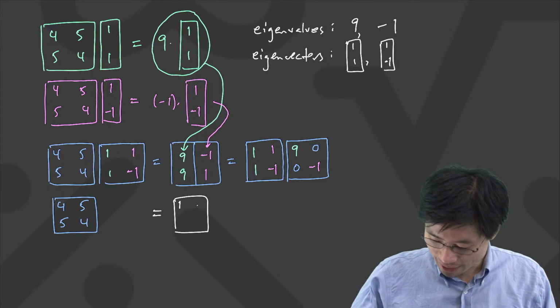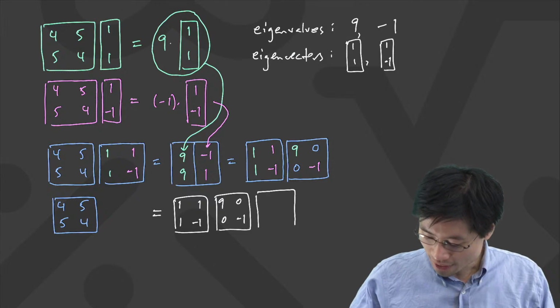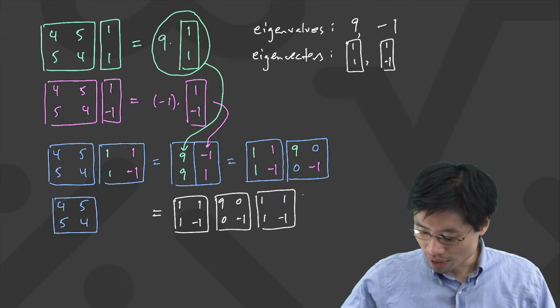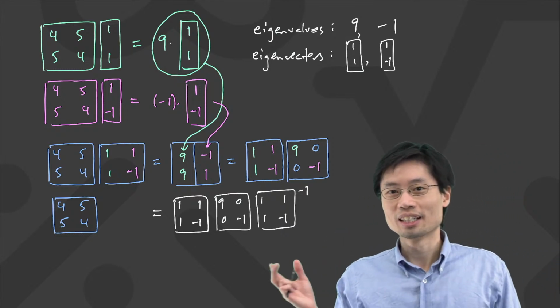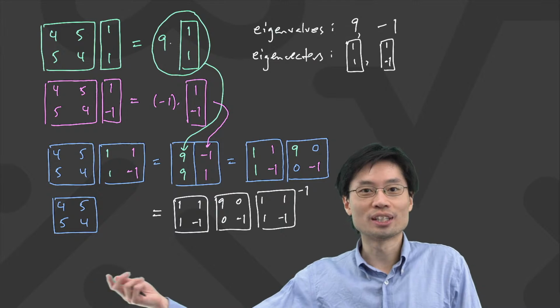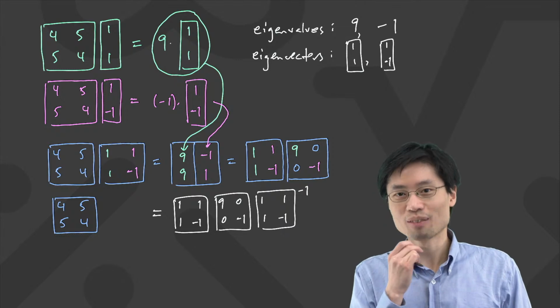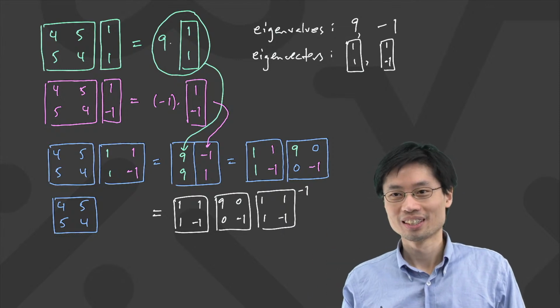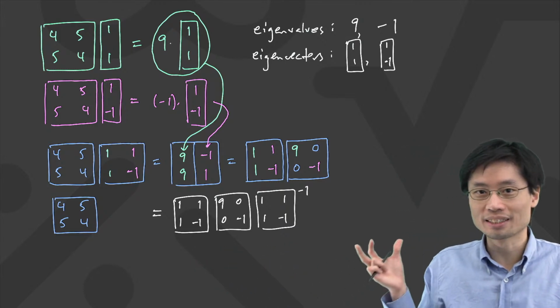1, 1, 1, -1 times 9, -1, 0, 0 times the inverse of 1, 1, 1, -1. Now, we do learn how to invert 2 by 2 matrices. I'm just not going to do the inverse yet because I want to stare at this. 4, 5, 5, 4 is equal to some matrix times a diagonal thing times the inverse of the matrix. Hey, what happens if I take the power now? What happens if I took this expression and I slammed it against a copy of it next to it?